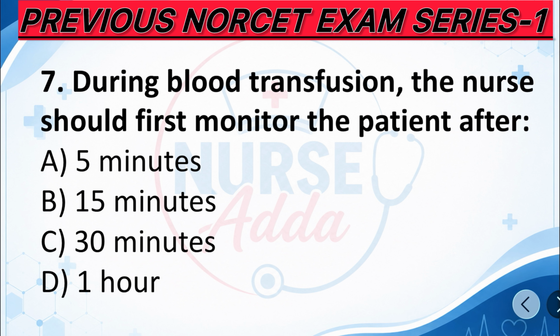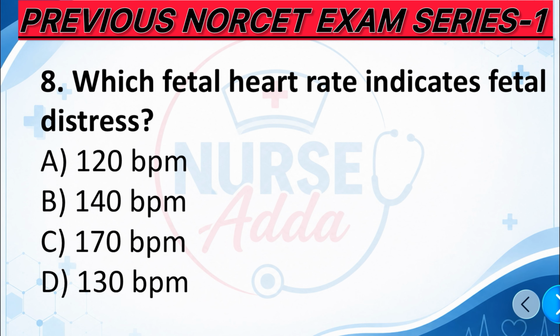Next question. During blood transfusion, the nurse should first monitor the patient after 5 minutes, 15 minutes, 30 minutes, or 1 hour. The right answer is option B. Next question. Which fetal heart rate indicates fetal distress? 120, 140, 170, or 130 beats per minute? The right answer is 170 beats per minute.